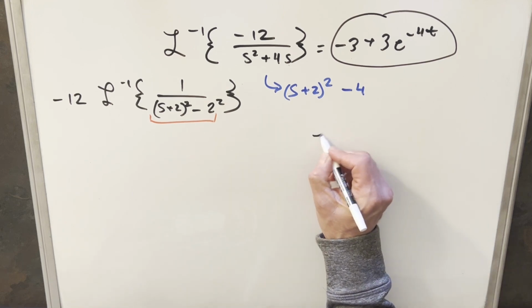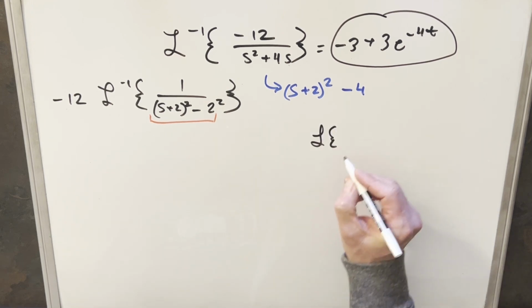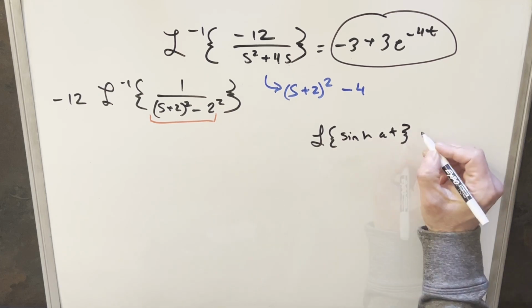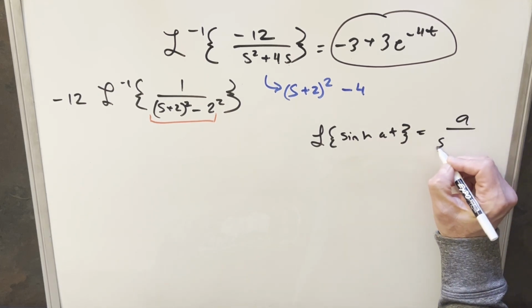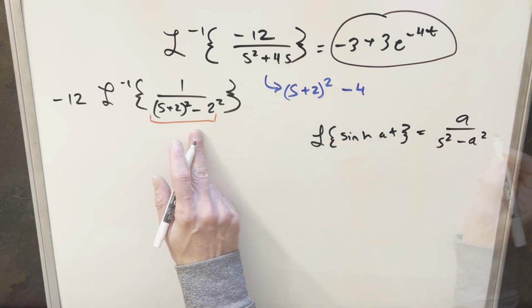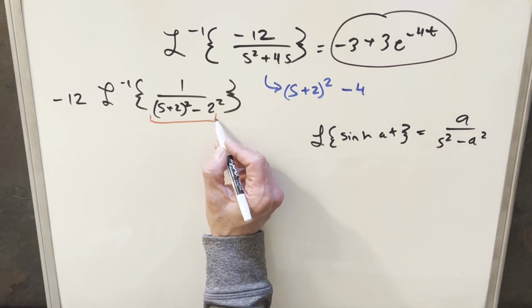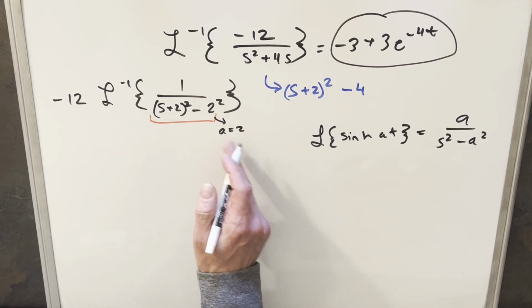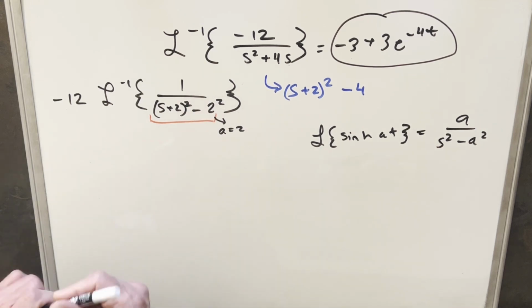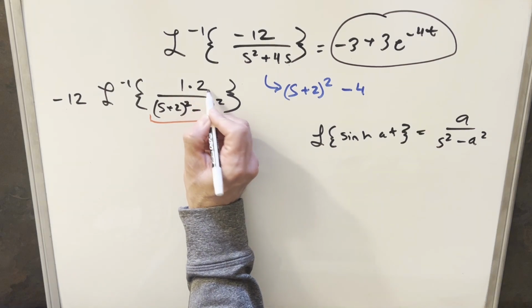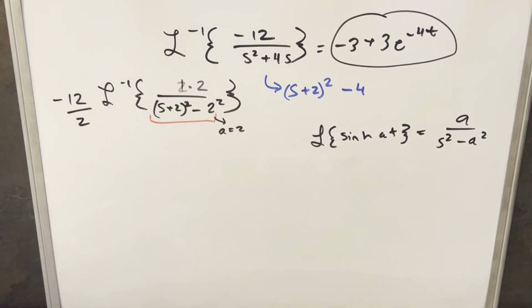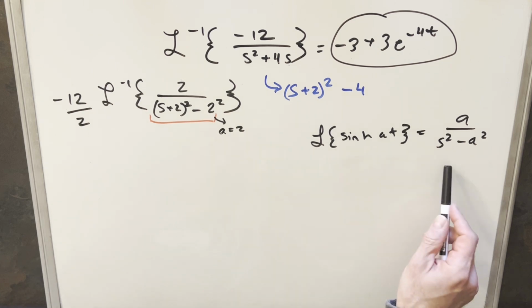First of all, we have this formula for, let's see, we'll use sinh of at. And that formula is going to be a over s squared minus a squared. So we have the denominator right. Here our a value would be 2, but we don't have a 2 in the numerator. But fixing that is actually really easy. I can just multiply by 2 to create it here, but then I'll just divide by 2 out here so I don't change it.